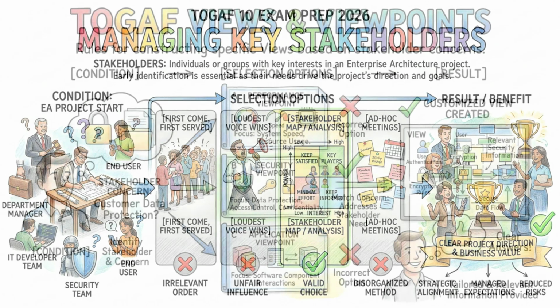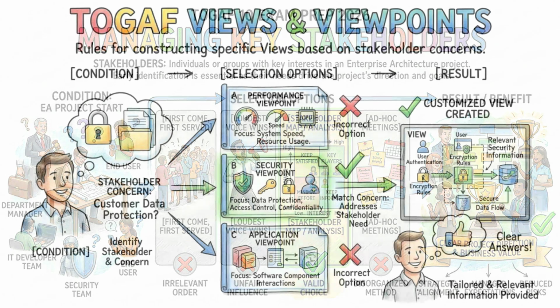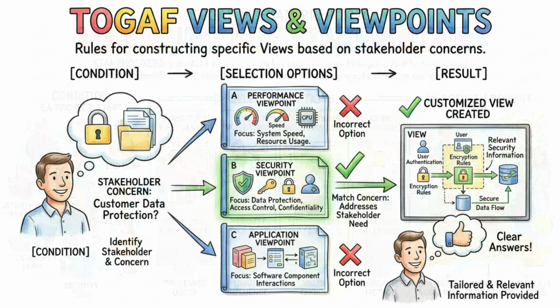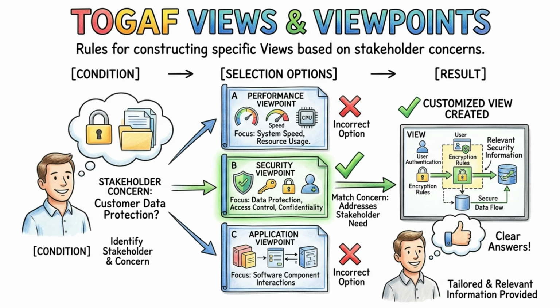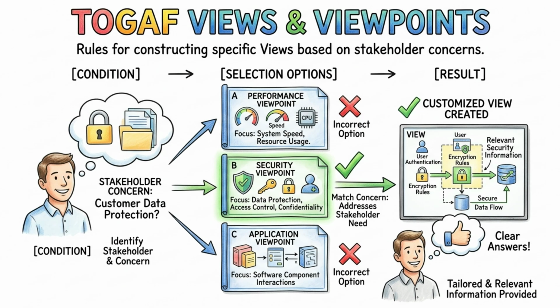To address stakeholder concerns effectively, architects use concepts called views and viewpoints. A view is what a specific stakeholder actually sees when looking at an architecture, tailored to show information relevant to their needs. A viewpoint is the template, schema, or set of rules used to construct that specific view for a stakeholder group. The exam often presents scenarios where you must select the correct viewpoint to address a specific stakeholder concern.